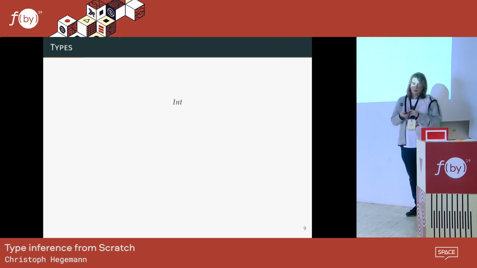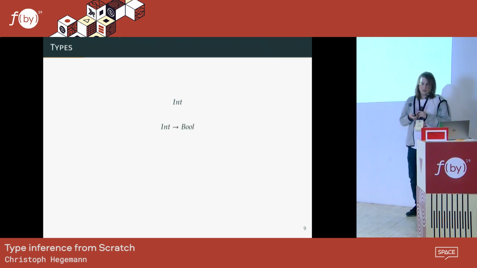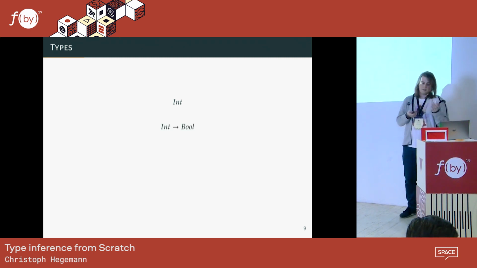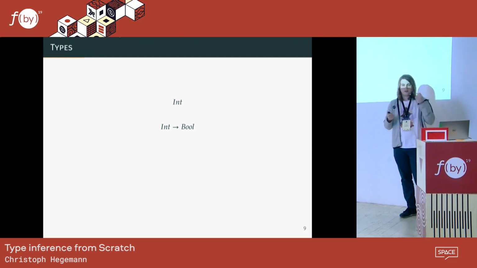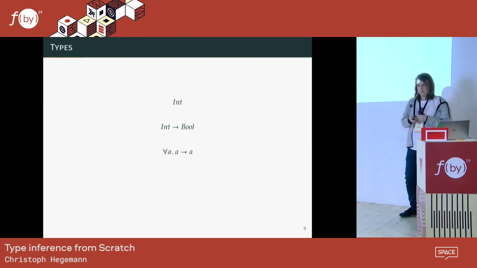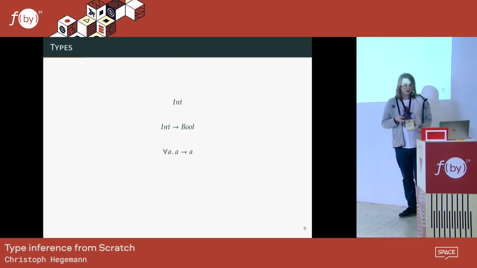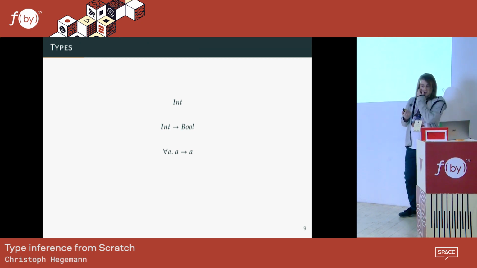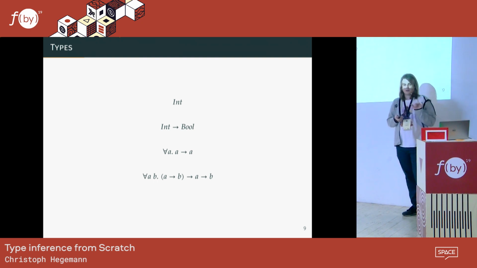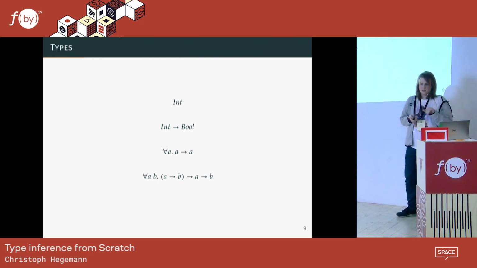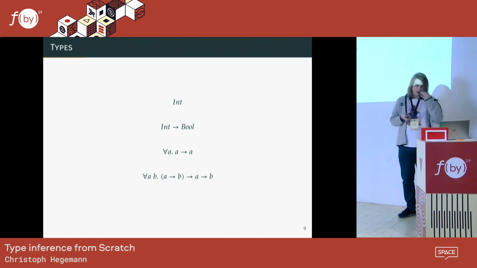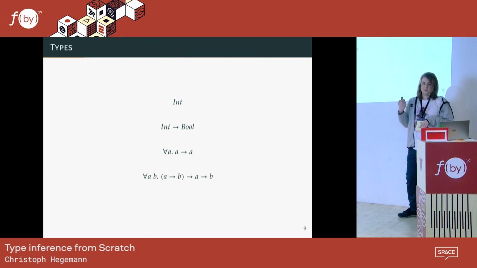So for types, we've got int as a primitive type. We have function types. So for example, this is a function from int to bool. Bool is our other primitive type. And we've got type schemes, which is types where we quantify type variables using this for all sign. So this is the type of the identity function. And we can have types where we quantify multiple types. So here, for example, we've got for all A B, function A to B to A to B. And that's the type of function application, if you've not seen that before.